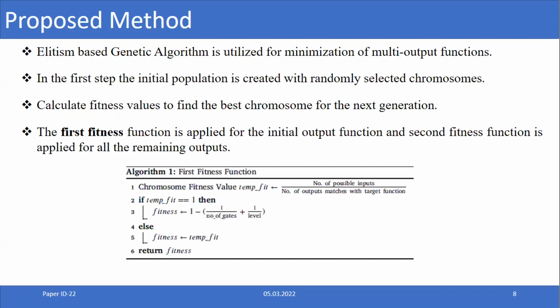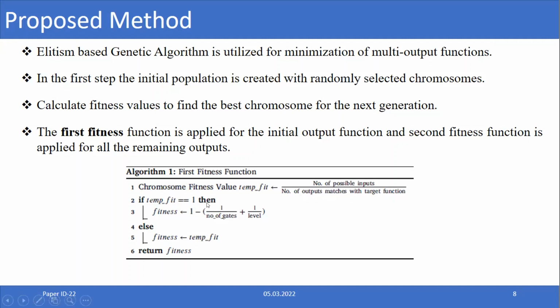So this is the proposed work. For this work, I have used the elitism-based genetic algorithm. What is the meaning of elitism-based genetic algorithm? I will discuss in my subsequent slide. In the first step of this genetic algorithm, I have created the initial population by using randomly selected chromosomes, and then I have calculated the fitness to find the best chromosome. For fitness, I have calculated two fitness functions: fitness function one and fitness function two. Fitness function one is used for initial outputs, and fitness function two is used for other outputs.